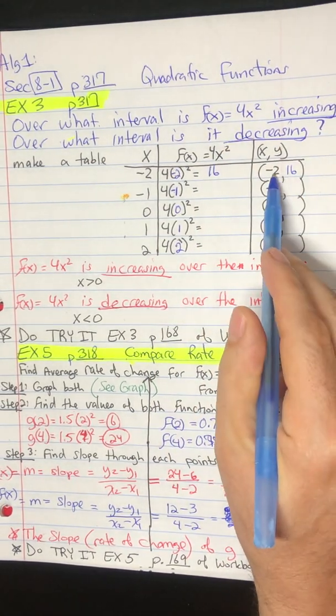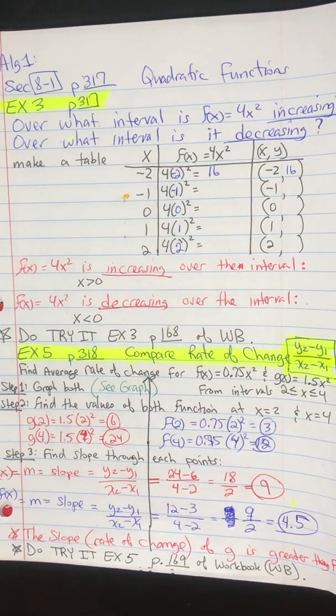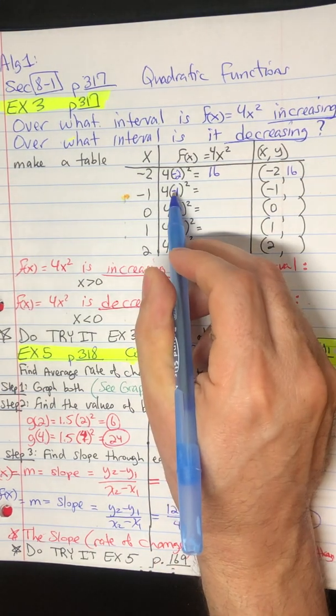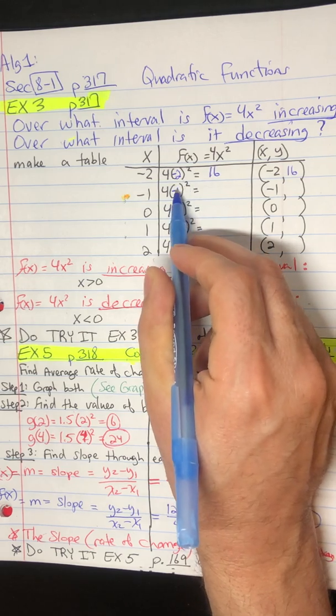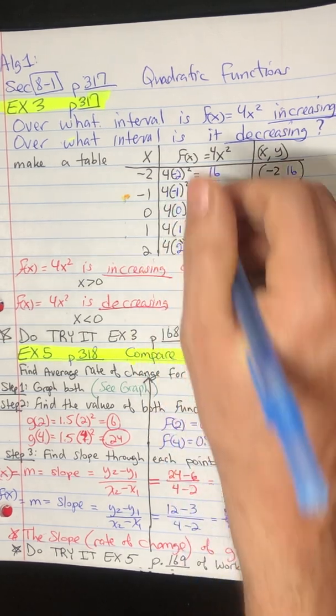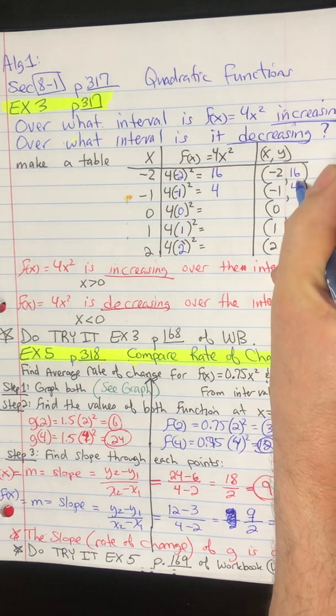So the y value is 16. The x value is -2. The output is 16. Let's do this one, order of operation. -1 squared is positive 1. Be careful. This is where most people make mistakes. -1 squared is positive 1. 1 times 4 is 4, order of operation.